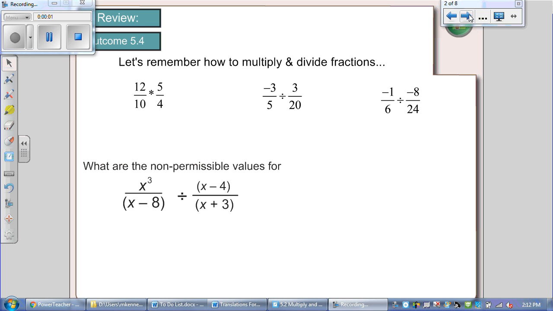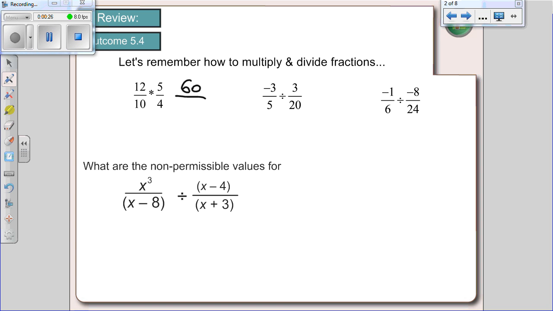Expressions, dividing and multiplying them, works the same way as rational numbers. So when we multiply fractions, how do we do that? This first question, how would we multiply that fraction again? Times the tops, times the bottoms. Multiplication of fractions, super easy. Tops multiply the tops, bottoms multiply the bottoms. So this is just 12 times 5, which is 60, divided by 10 times 4, which is 40. That's the same thing as 3 over 2. Really easy. Multiplying fractions, easiest thing you can do when it comes to fractions.